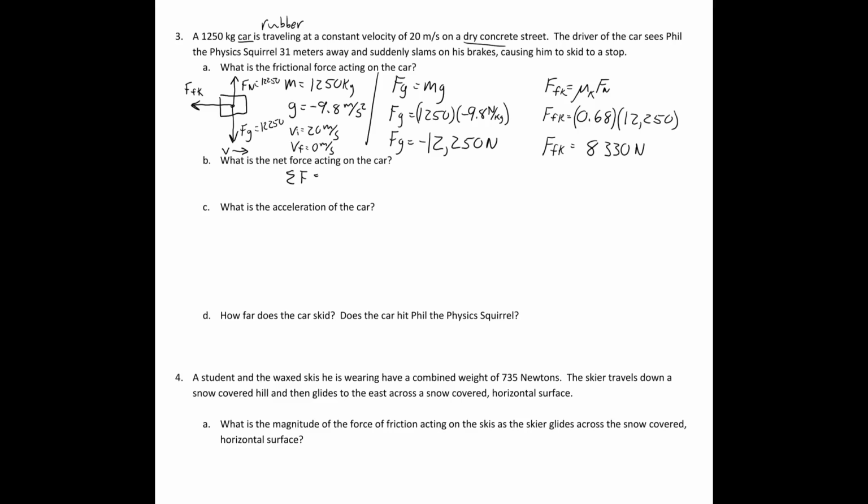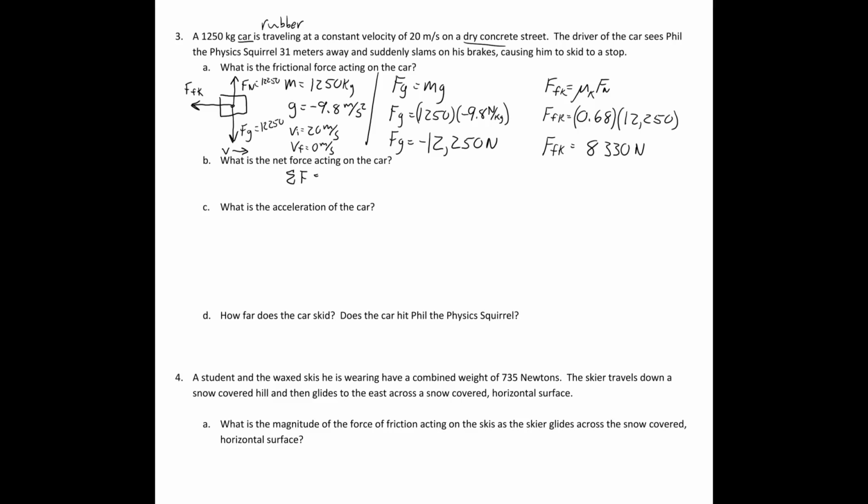By definition, the net force is the sum of all the forces. So in the y direction, we could say it's Fn plus Fg. This is positive 12,250 plus negative 12,250. And as you could see, the net force in the y direction is 0, which is a good thing because we don't want to accelerate through the ground, or we don't want to be thrown off the ground. So that's in the y direction.